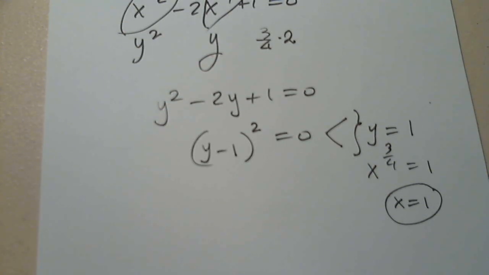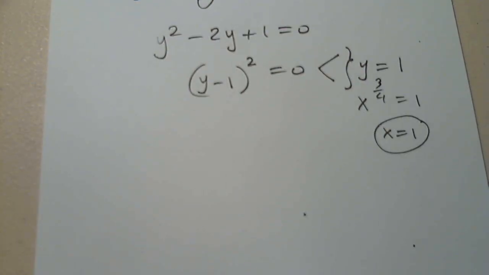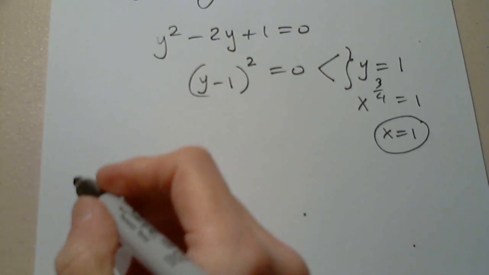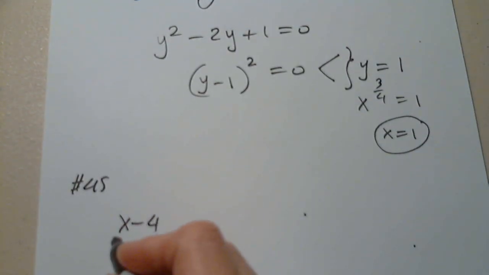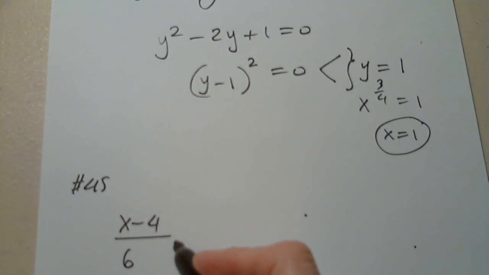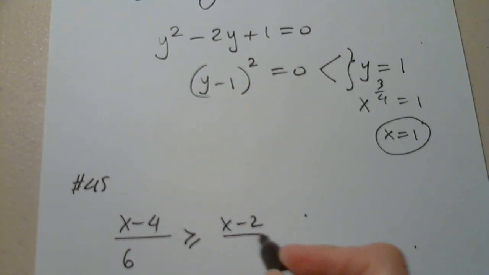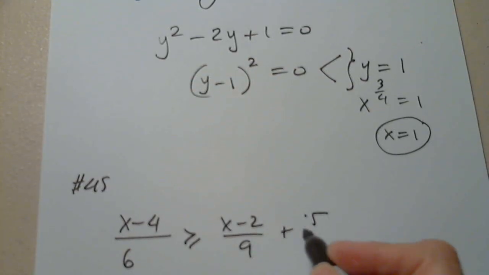Can we do 45? Yes. Let's work on 45, you said. Very good. In 45, we have x minus 4 over 6 greater than or equal to x minus 2 over 9 plus 5 over 18. So remember how we addressed this?